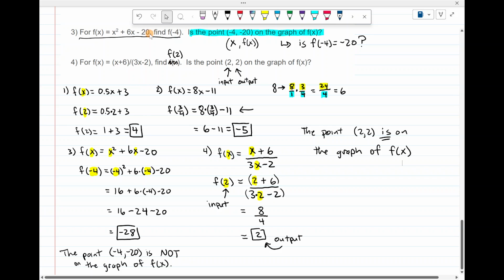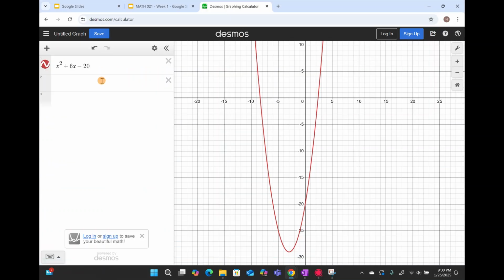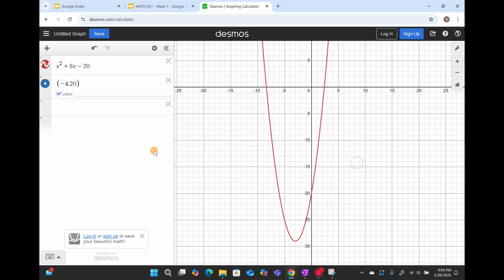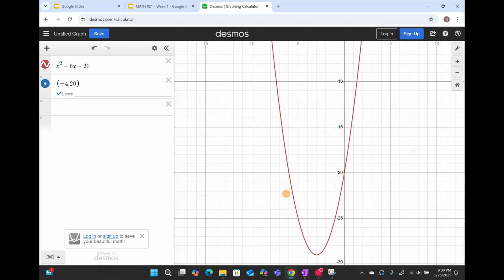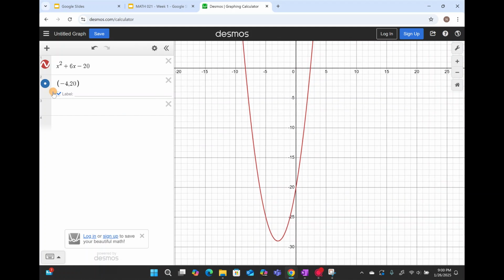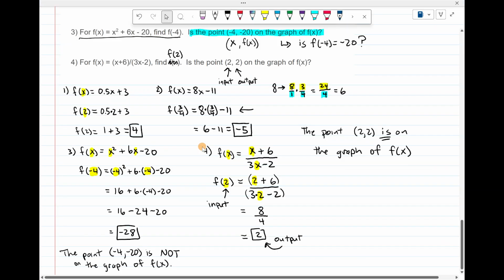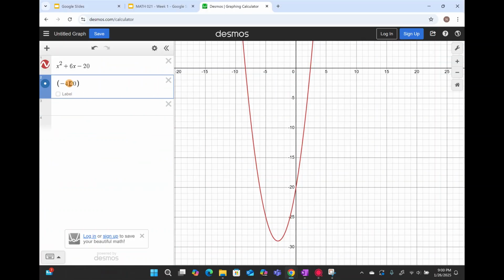Now our question is, we wanted to figure out, is negative 4, negative 20 on the graph of f of x? Where is negative 4, negative 20? I'm going to hit enter. Maybe let's label that. I feel like it's not showing up. Oh, I'm sorry, it was supposed to be negative 4, negative 20. That's why it's not showing up. I entered it incorrectly. There is our point. And as you can see, that point is not on the graph.